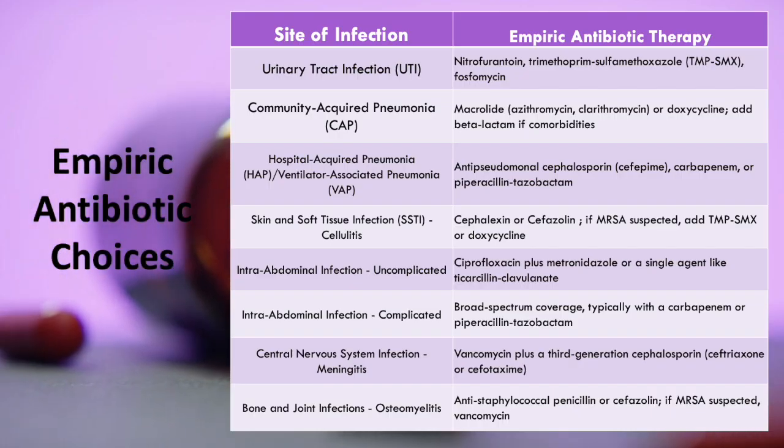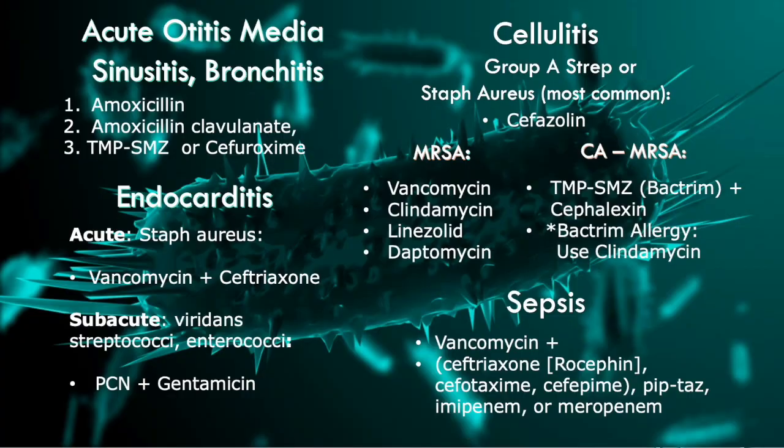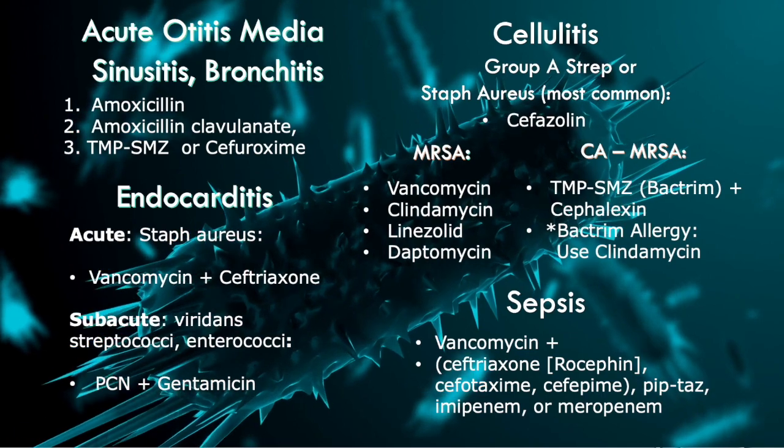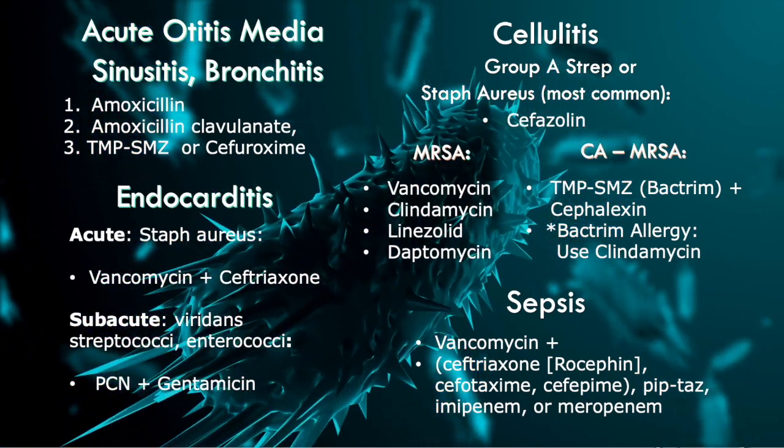I did provide some examples while going through the different bacteria, but now let's focus on the infections and the actual empiric antibiotic choices that we're going to most likely see on the exam. First, acute otitis media, sinusitis, and bronchitis, from a couple of slides ago, which is your amoxicillin, your amoxicillin clavulanate, your TMP-SMX, or your cefuroxime.